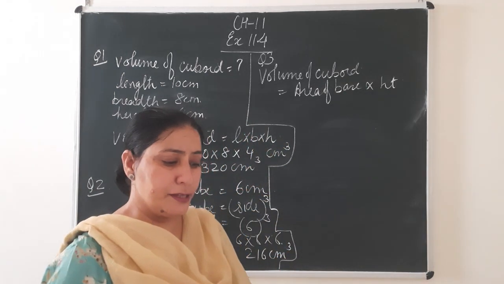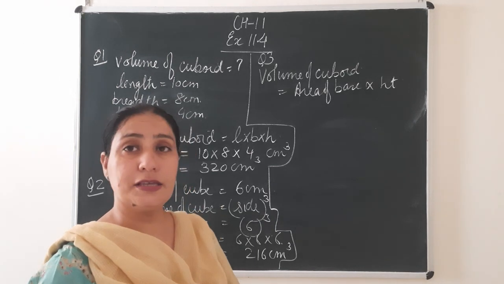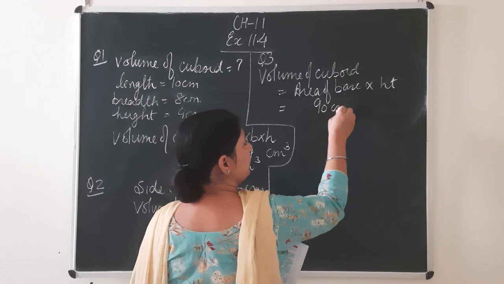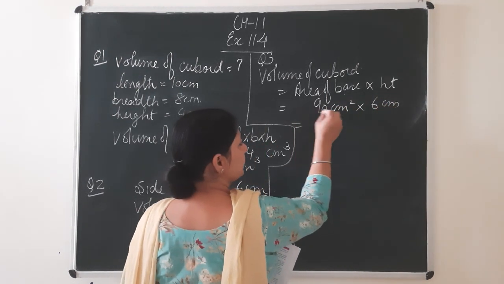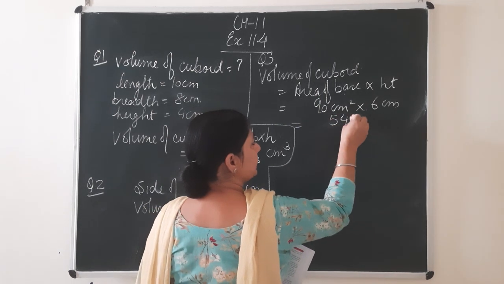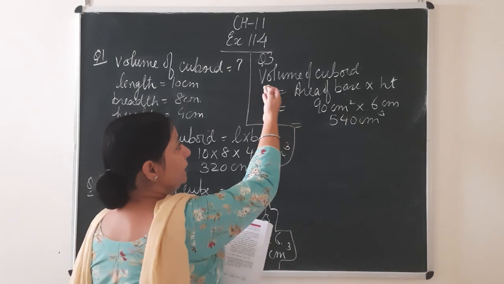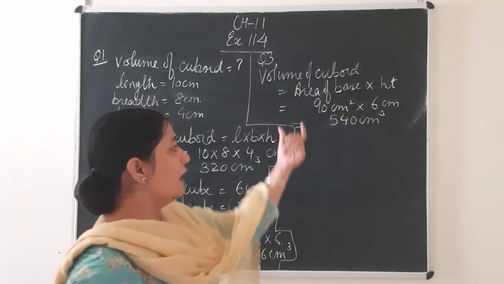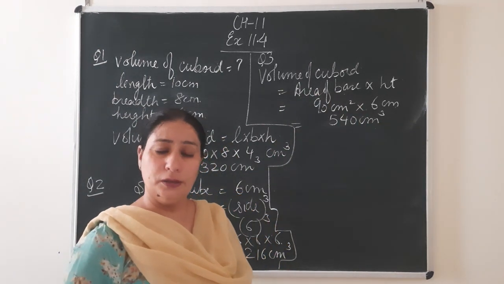Now just have a look at the question. The area of the base of the cuboid is given to you, 90 centimeters square, and the height is given to you, 6. So in place of area of base, you will put 90 centimeters square multiplied by 6 centimeter. And what is 9 6 are? 9 6 are 54, and this comes out to be 540 centimeter cube. So very clearly, beta, if I am given the area of the base, my calculation becomes easier. I just have to multiply the area of the base with the height to get the volume.